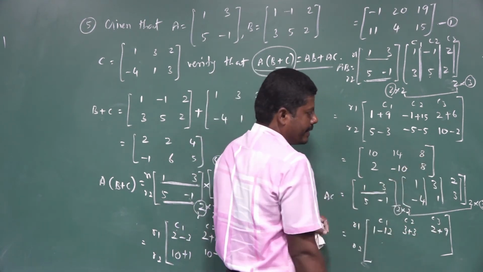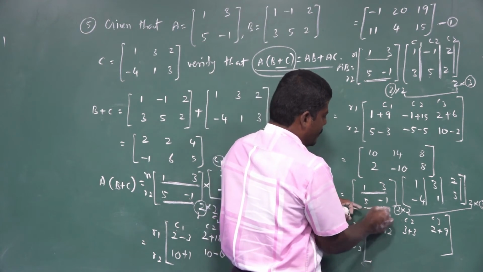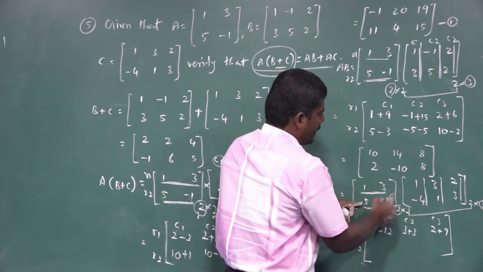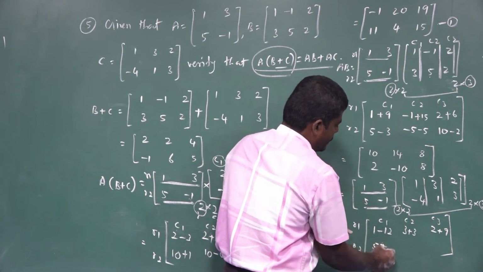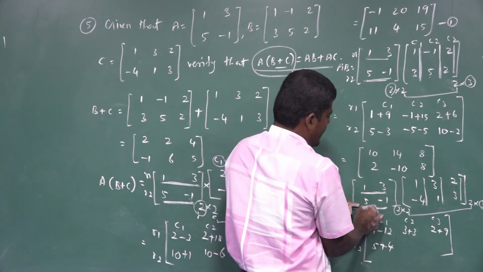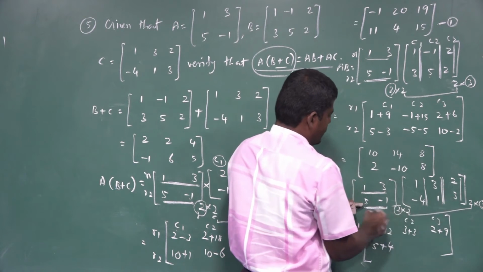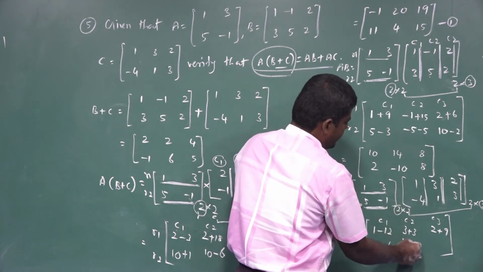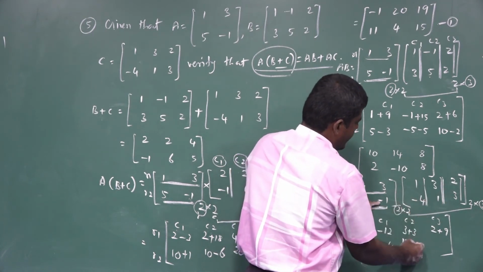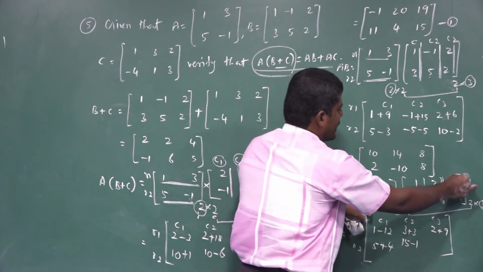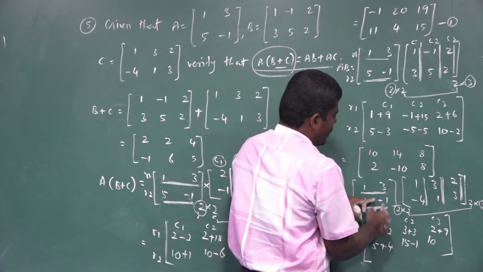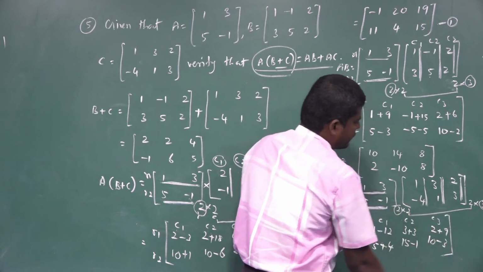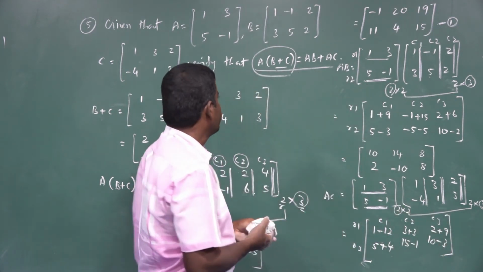3 columns are over. Next you take the second row. Second row, first column. 5 ones are 5. Minus 1 into minus 4, plus 4. Next, same second row, second column. 5 3s are 15. Minus 1 multiplied by 1, minus 1. Next you take the third column. 5 2s are 10. Minus 1 multiplied by 3, minus 3. So multiplication is over.